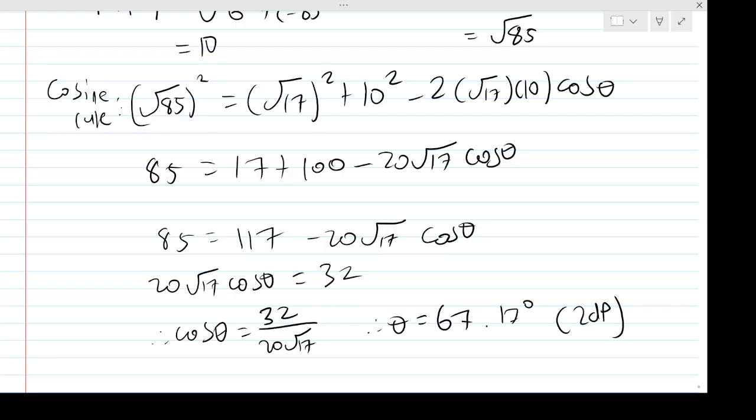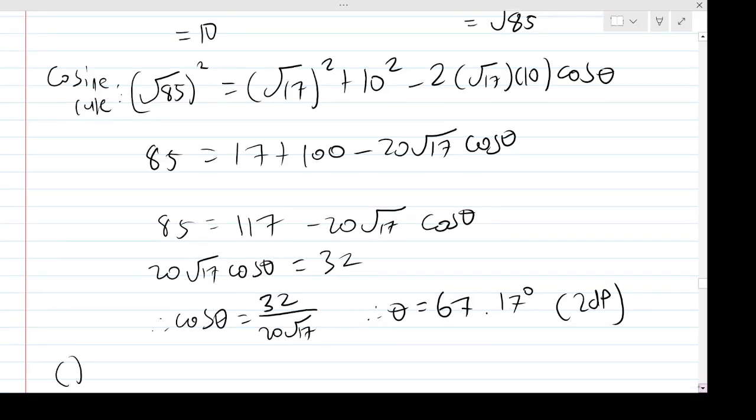And by the way, there won't be a second angle here. Remember when we looked at the sine rule in the trig chapter, we had to consider the ambiguous case, meaning there could be 2 possible angle solutions. But that's only when we're dealing with sine theta. When we're dealing with cos theta, there will only be one solution here. So we don't need to consider anything else. That is the angle.